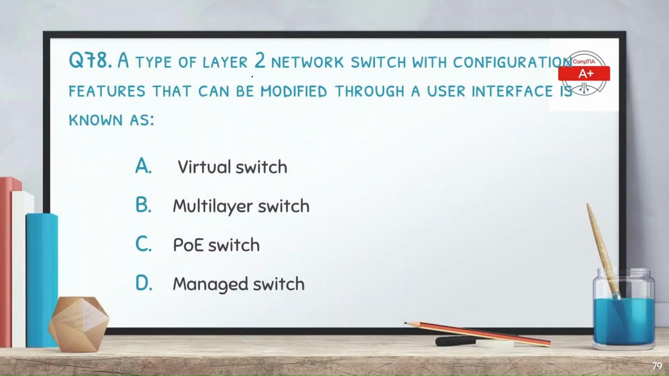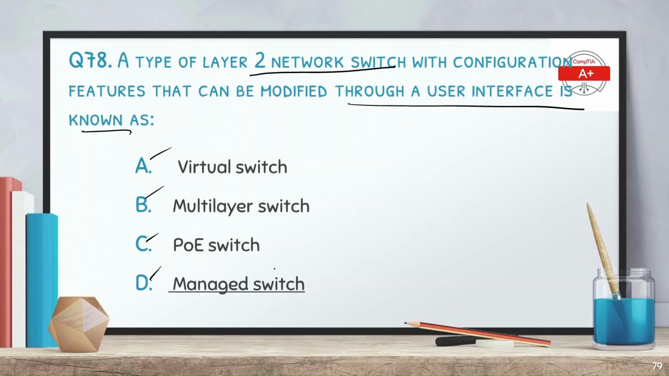Question number 78 is that a type of layer 2 network switch with configuration features that can be modified through a user interface is known as. The options are A. Virtual switch, B. Multi-layer switch, C. PoE switch, and D. Managed switch. The correct option is managed switch.